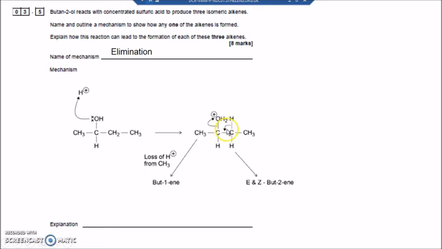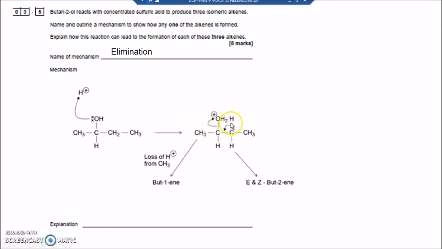So that will, in this case, make but-2-ene. 4 carbons, the OH2 plus disappears as water, the H disappears as H+, and so we're just going to end up with 4 carbons with a double bond in between carbons 2 and 3, so it's but-2-ene.